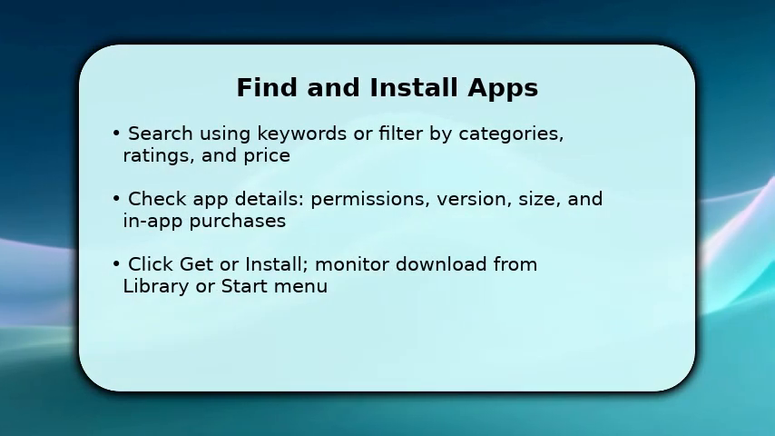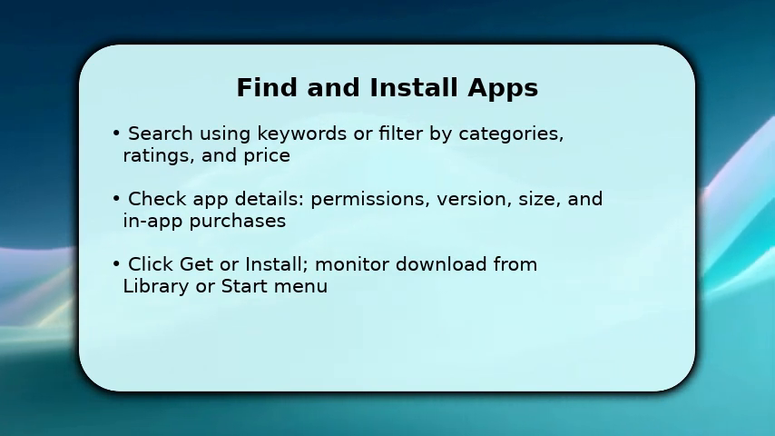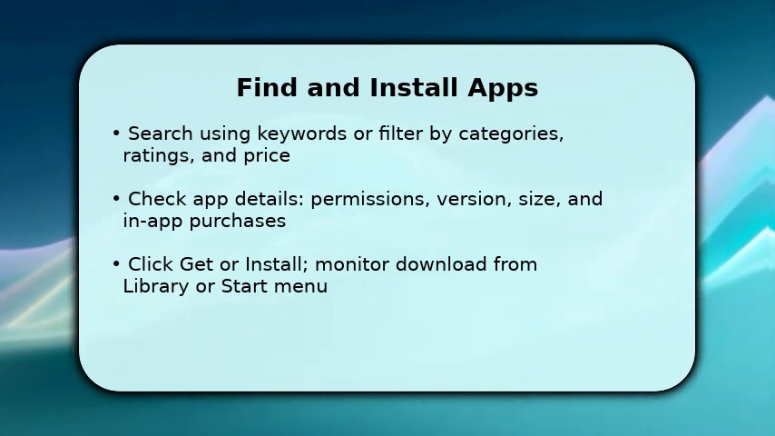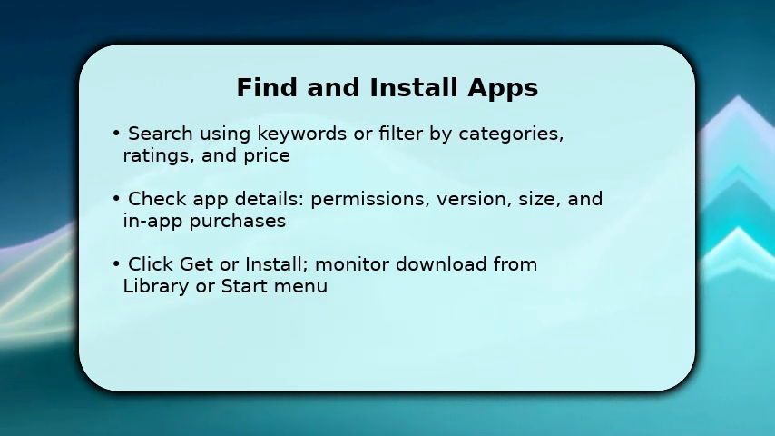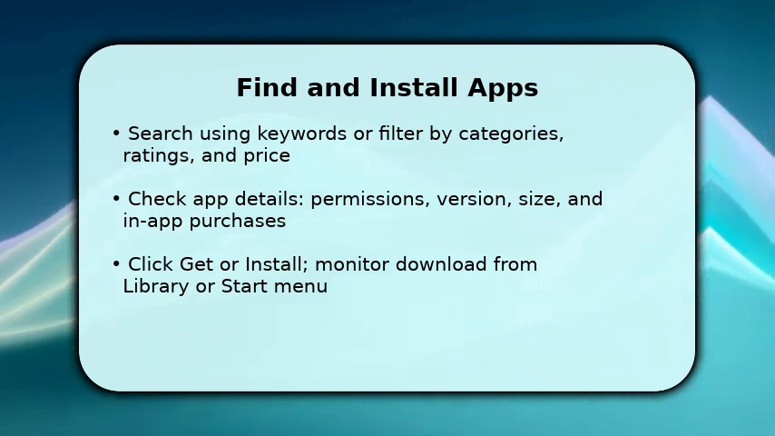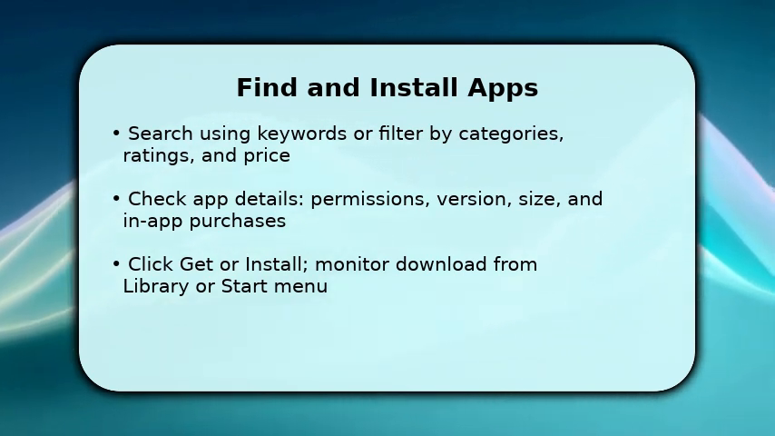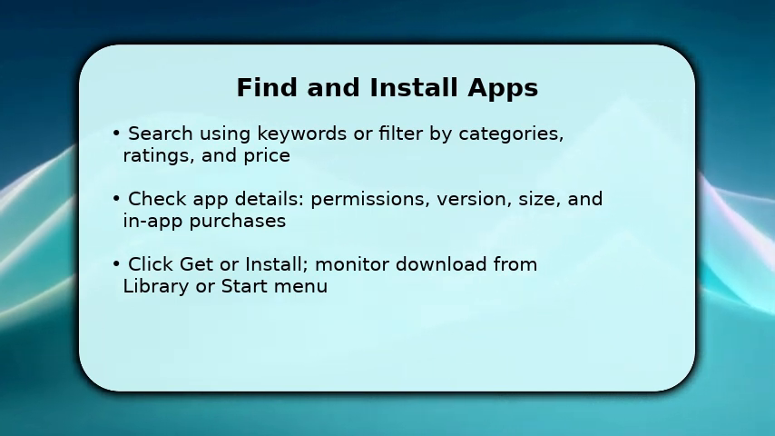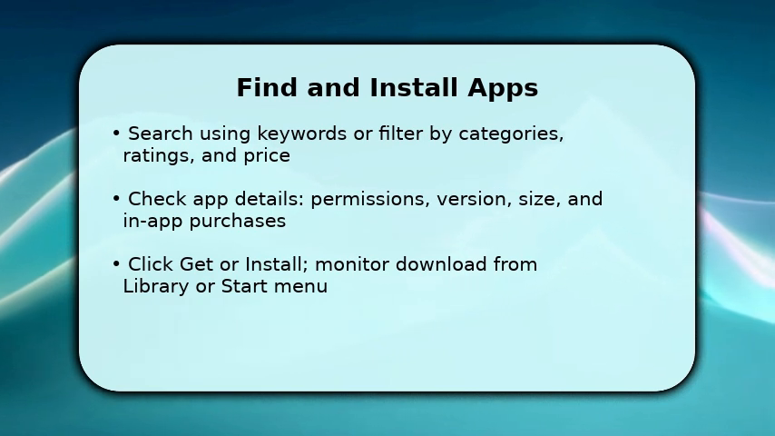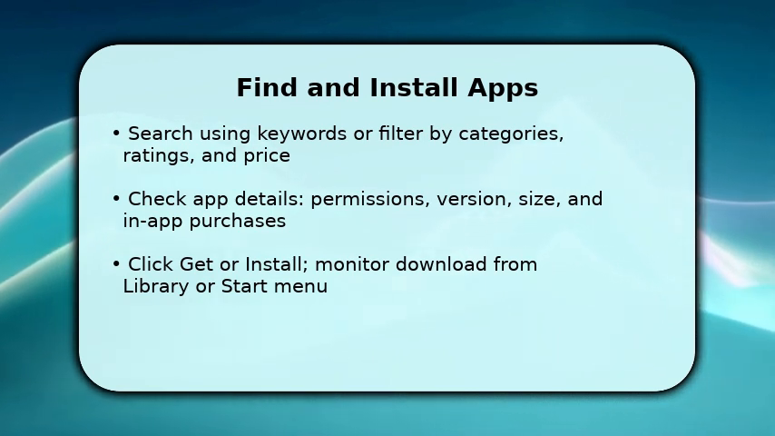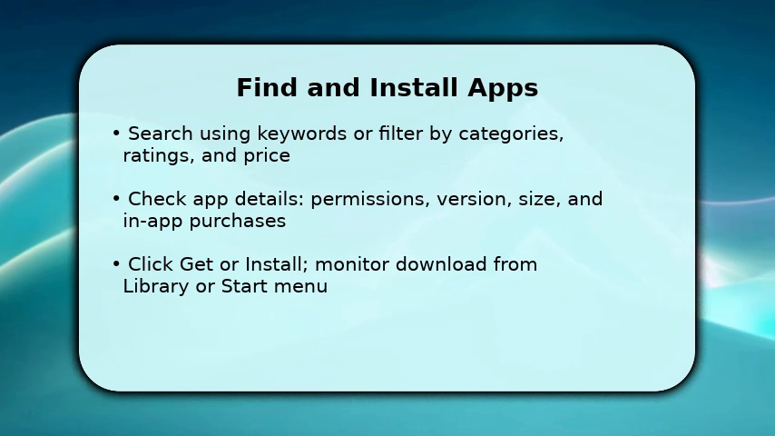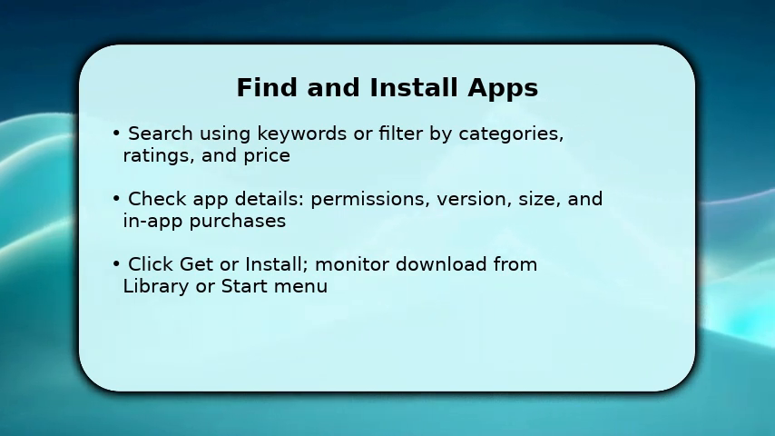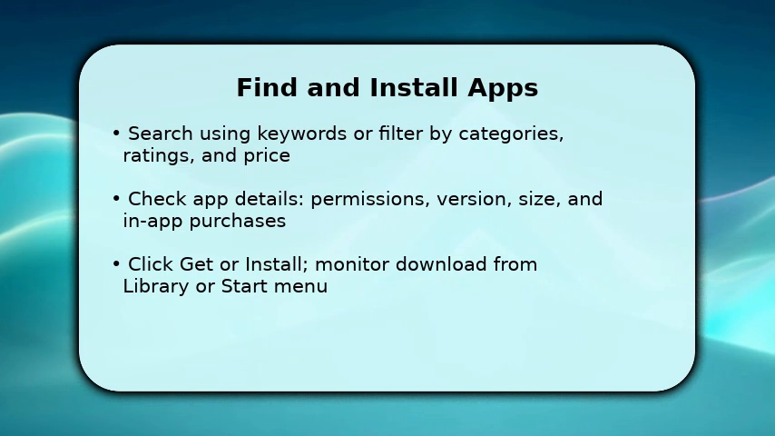Now you locate and install an app. Use the search bar with clear keywords, then refine results with category, price, or rating filters so you focus on trusted options. Once on an app page, read the description, reviews, permissions, and version history to understand updates and required access. When you click Get or Install, the store queues the download. Watch progress in Library or the Start menu. If you need offline installs, make sure you pick apps that support it and note the package size.